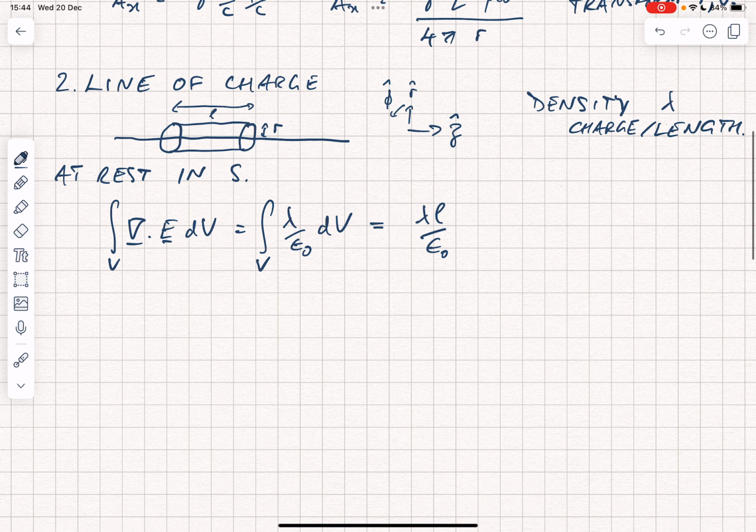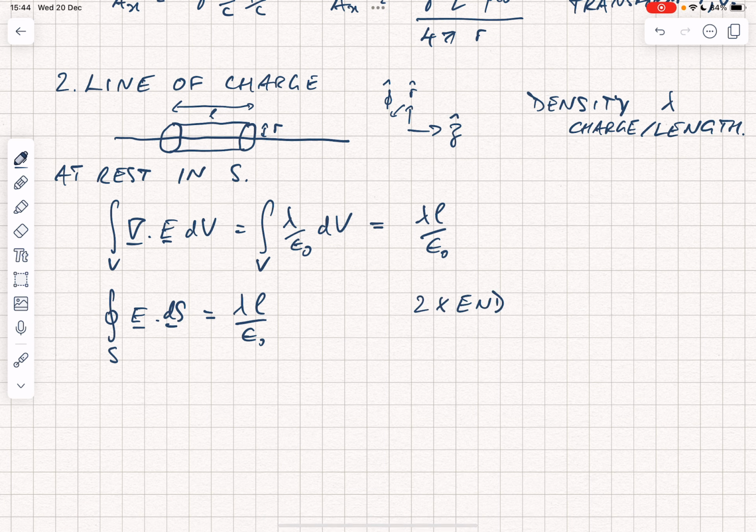Now, what we're going to do is use the divergence theorem. So that tells us that the surface integral of E dot dS must equal lambda L over epsilon naught. And let's just think about that cylindrical surface. We've got two ends, if you like, which are just the circles at the end of the cylinder, and we've got one sidewall, which is the curved outward part. The ends have a normal parallel to the z direction, and the sidewalls have a normal which is parallel to the radial direction.